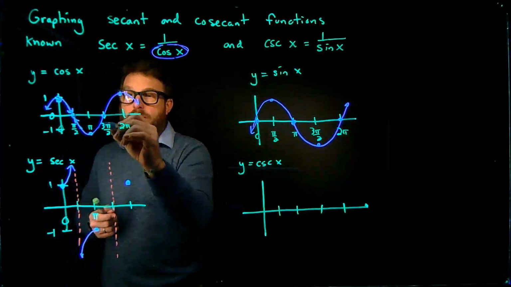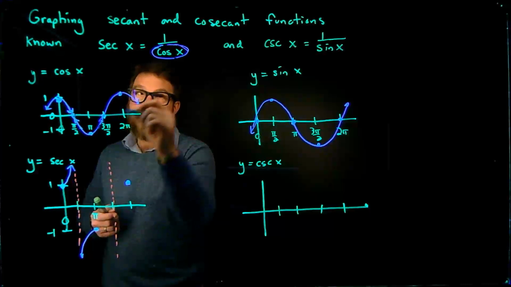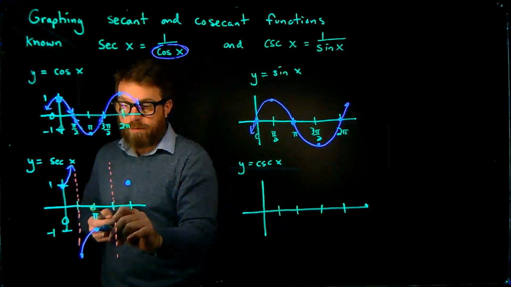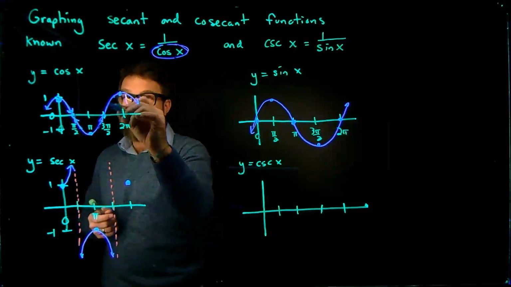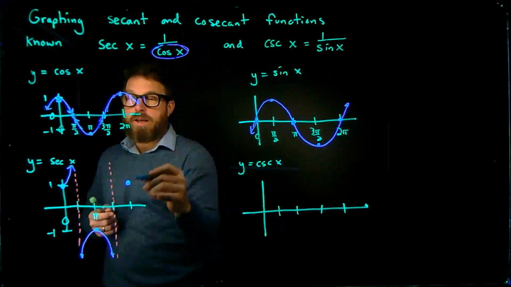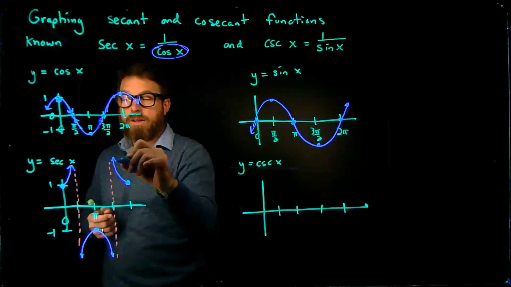Similarly here, as I approach this, the output's negative, so positive over negative is going to go to negative infinity. And then similarly, as I approach from this direction, I'm positive, so positive over positive is going to be positive, so it's going to go off into infinity.